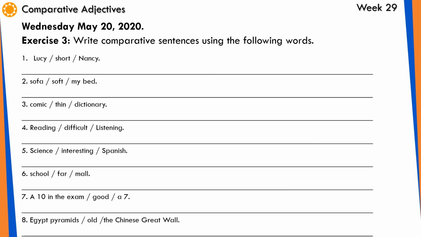Exercise 3. This exercise is only for Wednesday. Write comparative sentences using the following words. Well, in this exercise you have to follow the structure that we have previously seen. I'm going to help you only with number 1. Lucy, short, Nancy. Let's begin. Lucy is shorter than Nancy. Now you read your next words and do your sentences.